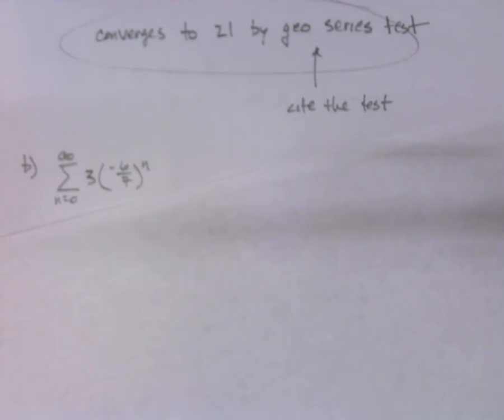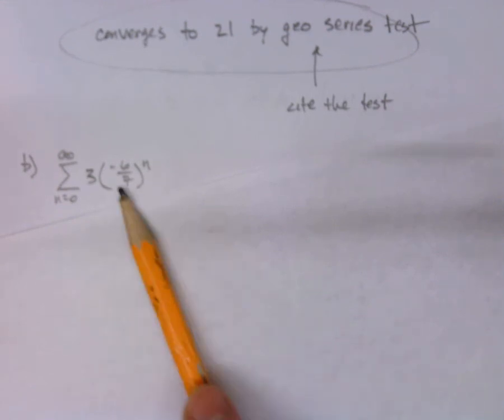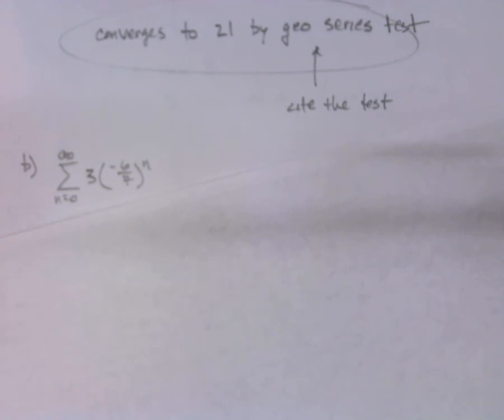And I wanted to kind of compare these two. So this one's, if you understood the last one, this one's pretty much the same. I just put a negative sign in there with the 6 over 7. Okay, so we can recognize this one too immediately as a geometric series. Our A is 3, but now our R is negative 6 over 7. So okay, so we know it converges.